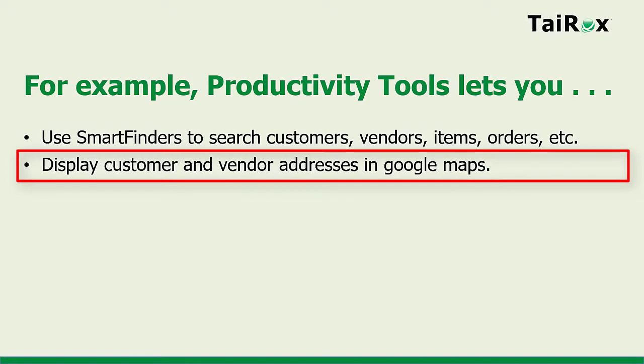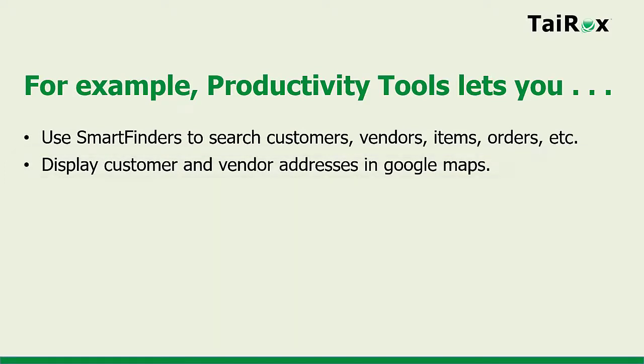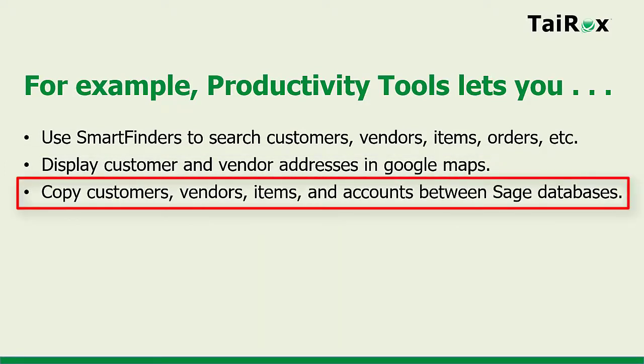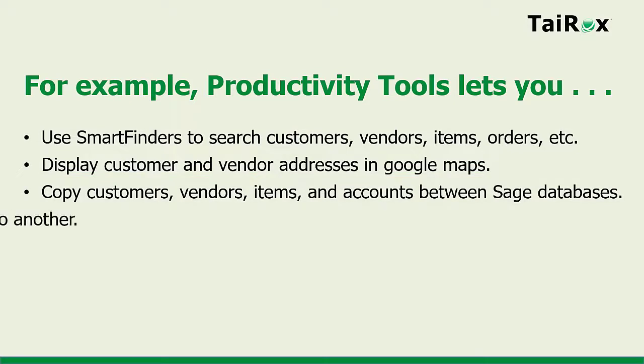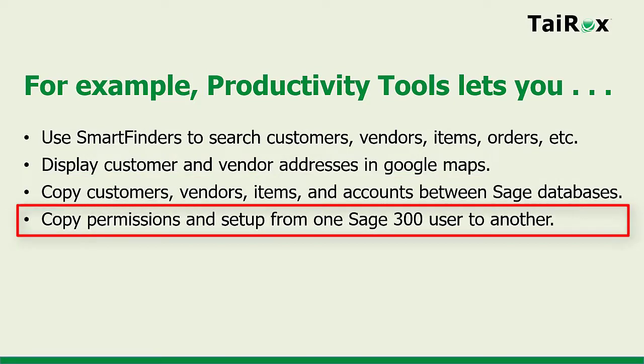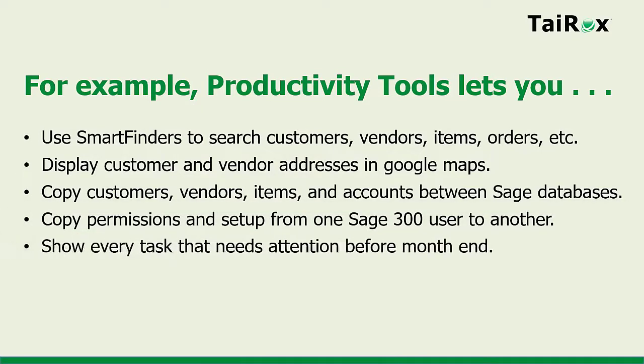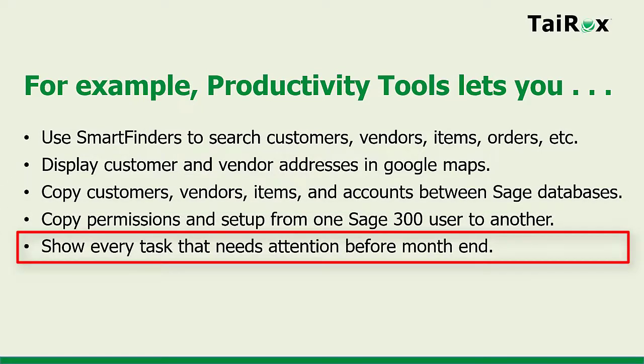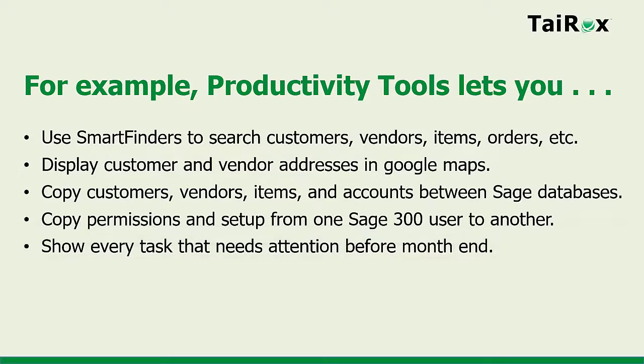Display customer and vendor addresses in Google Maps. Copy customers, vendors, items, and GL accounts between Sage 300 databases. Copy permissions and setup from one Sage 300 user to another. Show every task that needs attention before month end.